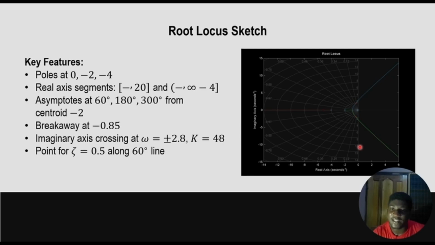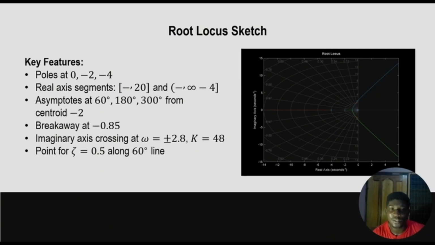And as gain increases further, the branches approach the asymptotes and gradually meet at the centroid at -2. From the diagram, we can clearly see that the system transitions from a state of stability to unstable very quickly. So from here, we see that it's stable, and all of a sudden, it moves to unstable here.